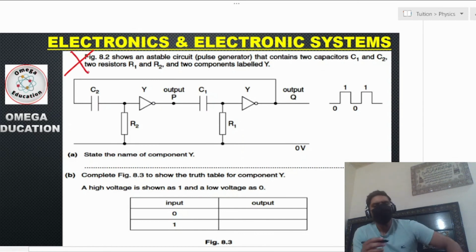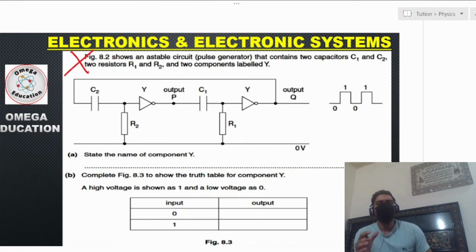Previously, you used to have a question from this electronic system, especially with the logic gates. But that was always in section B. And section B, according to the old syllabus, always came with a choice. So this topic was always in choice with some other topics. Some students used to skip this topic straight away because they knew it would be in choice, and they would practice the other topics, complete the other questions and skip this one.